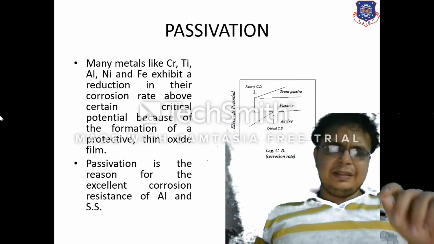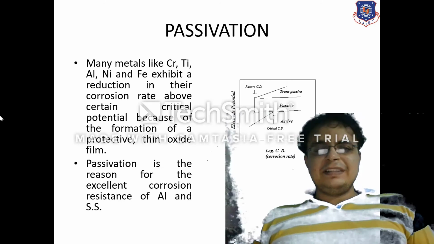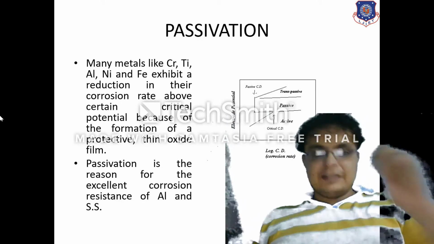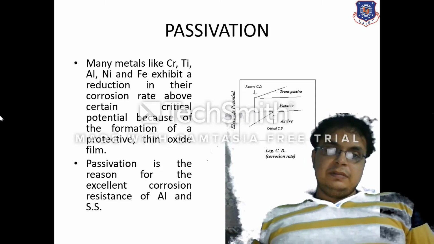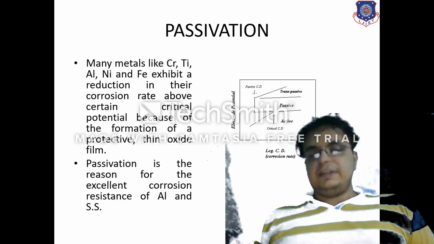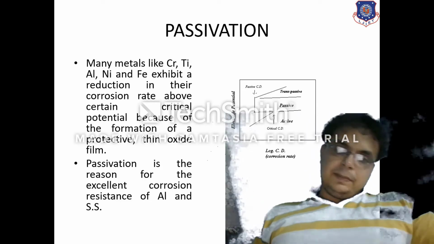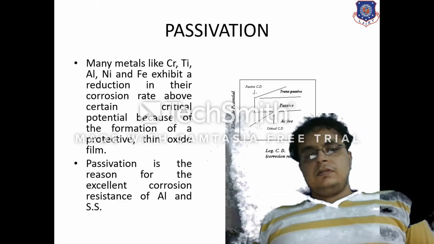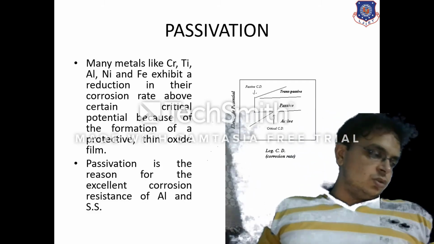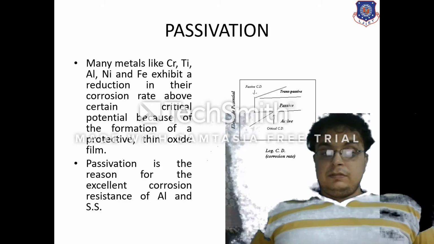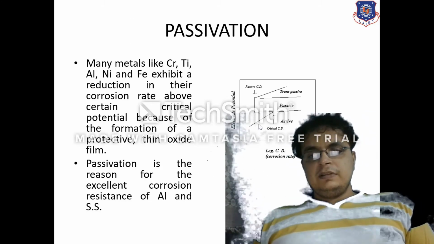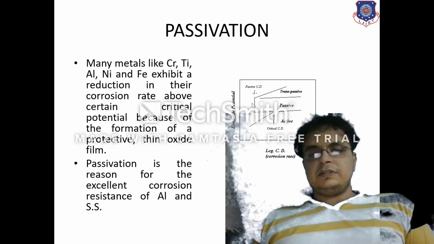Passivation. We all know that metals like chromium, titanium, aluminum, nickel and iron have a reduction in their corrosion rate because of the formation of an oxide film. So this is how passivation takes place, and as a result, they have excellent resistance to corrosion. Now, a figure is also shown over here of how the passivation is taking place.